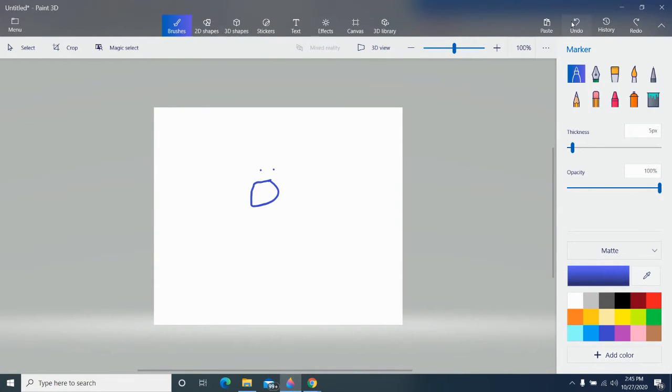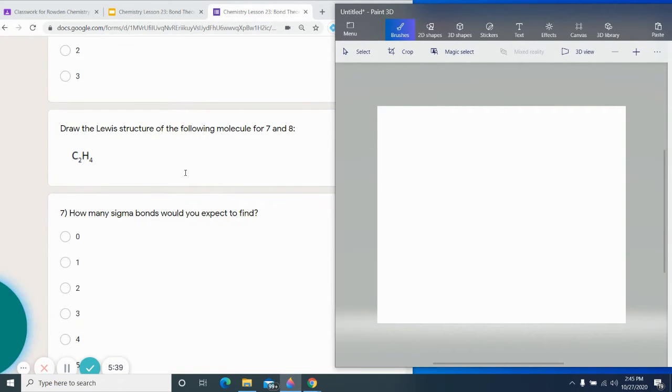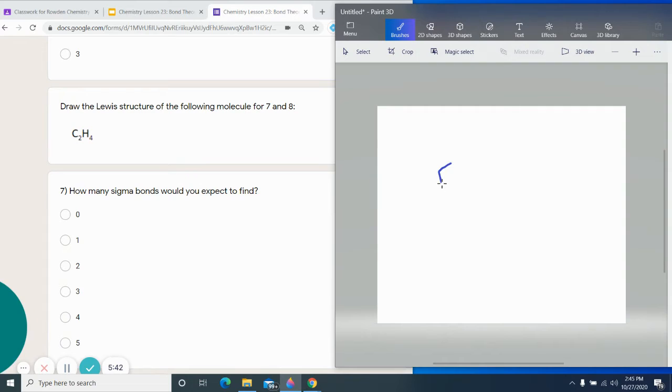All right, let's do the last one where we're doing sigmas and pi's: C2H4. We have C, and it comes with 1, 2, 3, 4 electrons. We have another C with 1, 2, 3, 4, and then we're going to have an H. There's a total of 4 H's, so we'll put 2 H's on each side. Sorry, that one's kind of sloppy.